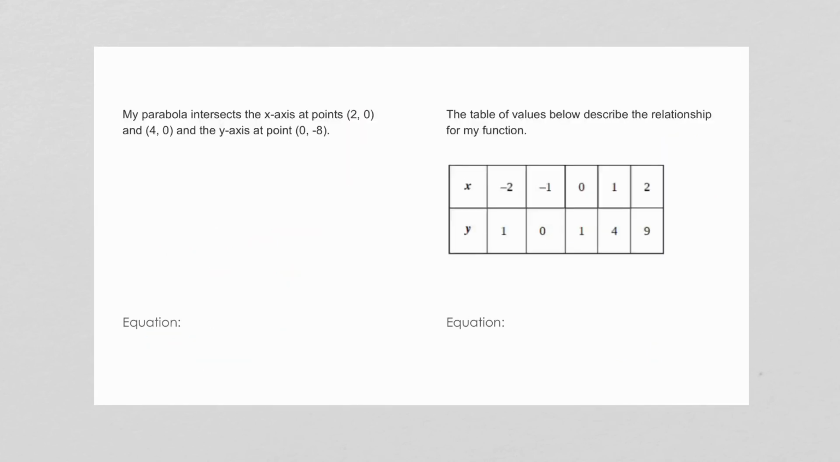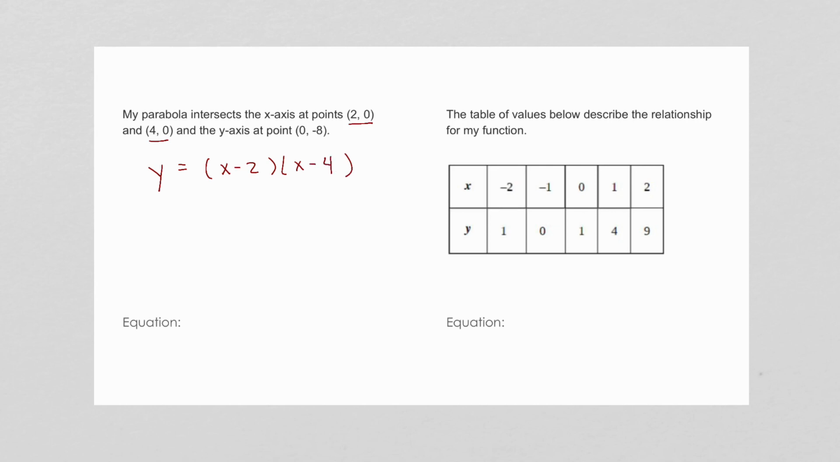And for some of the examples you're going to do, they don't give you a graph, they just give you a description. But no problem, we can handle that. It says my parabola intersects the x-axis at the points (2, 0) and (4, 0). Those are x-intercepts. And the y-intercept is (0, -8). So we can choose which form to use. I'm going to choose intercept form. So my equation would be (x - 2)(x - 4).